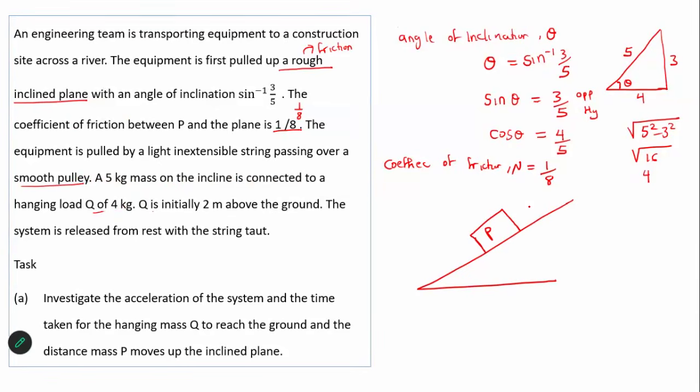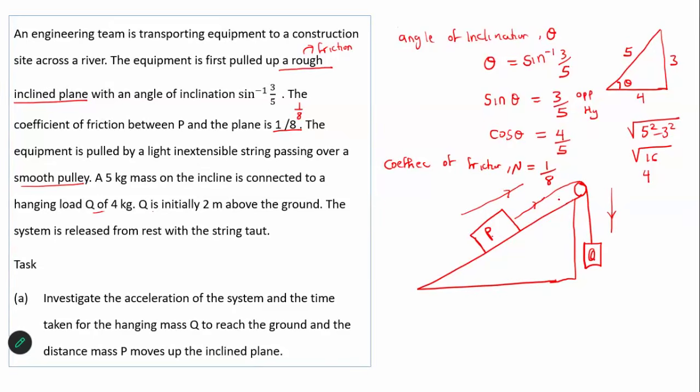And this load is being pulled. At the end of this inclined plane, there is a pulley that is smooth. And now it is pulling the load. The load attached over the pulley is Q. So what does it mean? It means that this load is being pulled up, like that. Now, that is our simple sketch.